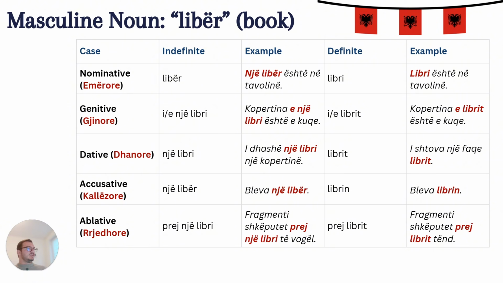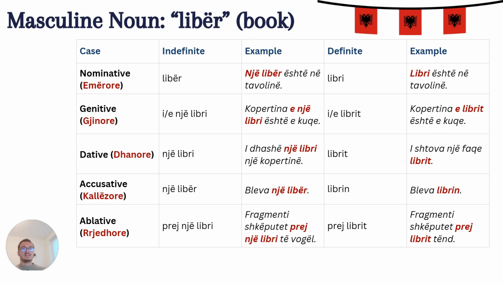The example for një liber, bleva një liber. I bought a book. Çfarë bleva unë? What did I buy? Një liber. The definite accusative is librin, the book. For example, bleva librin. I bought the book. And lastly, the ablative case, rasa rrjedhore, prej një libri.